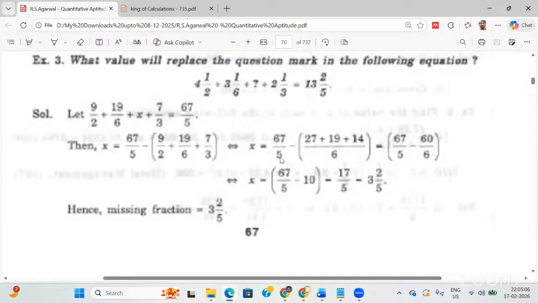Then it is 67 by 5. You can do here that 60 by 6 is equal to 10. Done. Then it is 67 divided by 5 minus 10. You have to do the LCM of 5 and 1 because 10 divided by 1 is there. Therefore, your LCM is 5. For the first term, 5 divided by 5 is equal to 1. You multiply this with 67, which is 67.